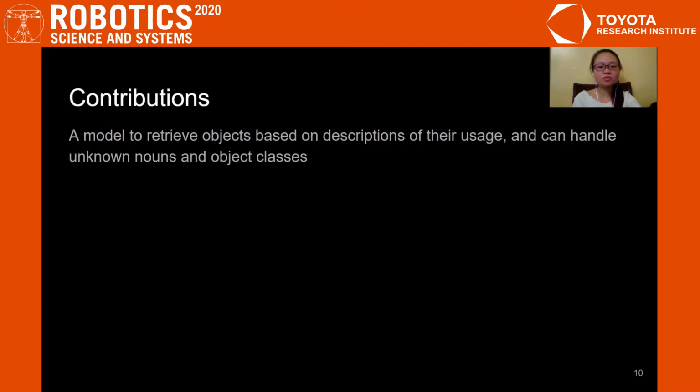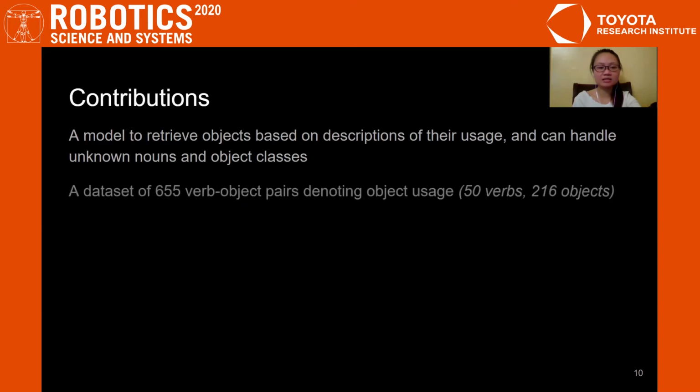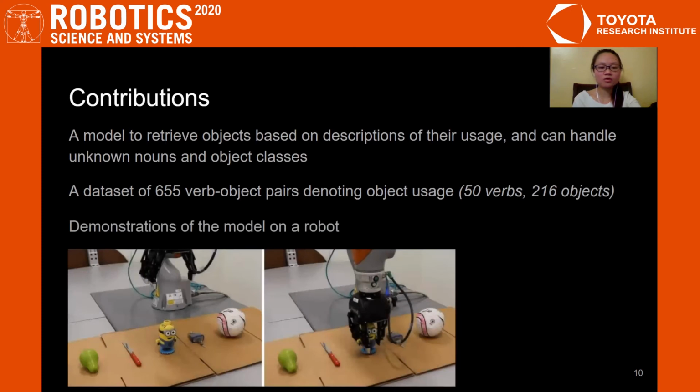To summarize, our contributions are a model to retrieve objects based on descriptions of their usage that can handle unknown nouns and object classes, a dataset of 655 verb-object pairs denoting object usage, and demonstrations of our model on a robot.